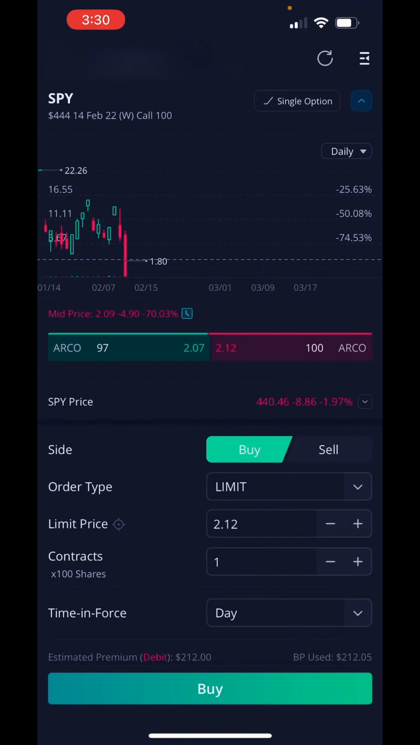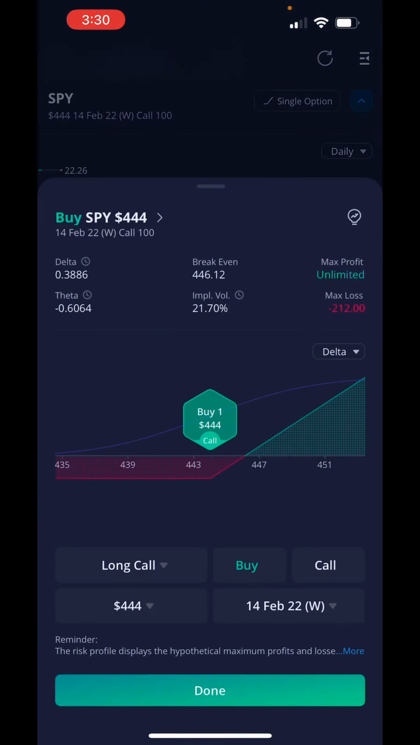And we can go to the analytical tab by clicking the single option up top, and we can see some of the characteristics of this option. And we can see that this option has a delta of 0.3886. So let's call that a delta of 0.39, so an in the money percentage chance of 39%.